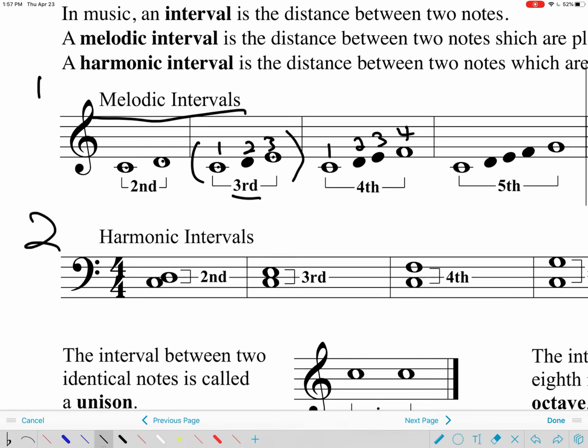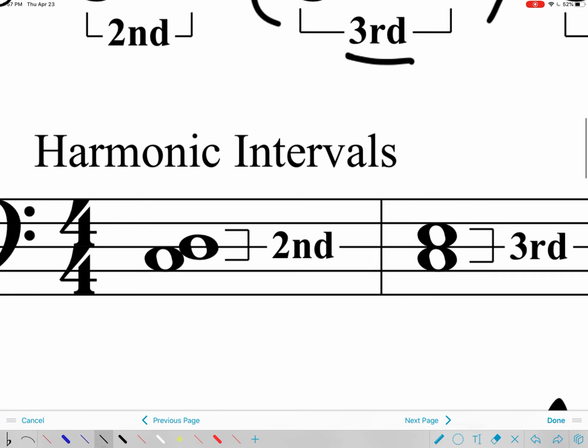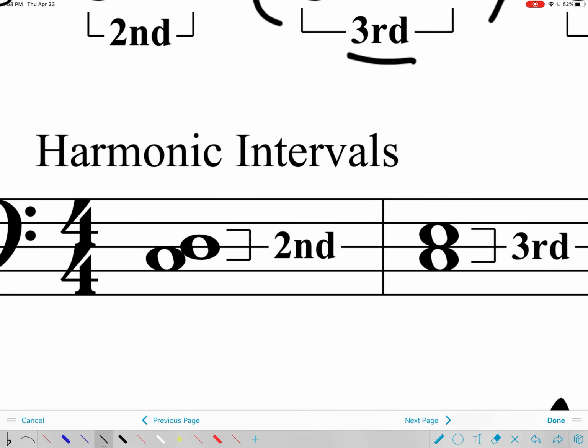Now let's look at harmonic intervals. You might be looking here and saying, Mr. Block, these notes are side to side, so why are they not melodic? Well, in order to indicate a second, we wouldn't want to write our notes directly above or below because it would just get kind of sloppy looking and hard to read. So we are going to write them side to side, but they're going to be touching each other. So when they're touching, they're still harmonic.